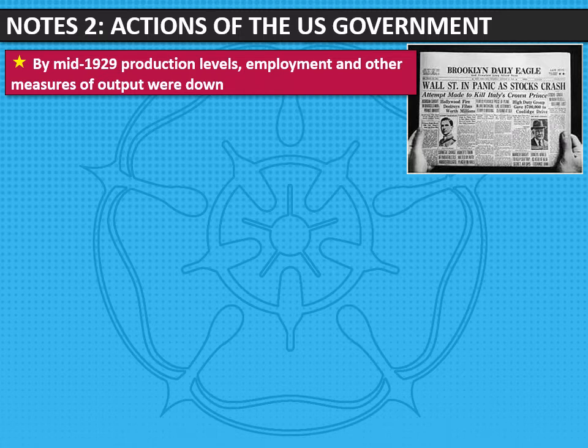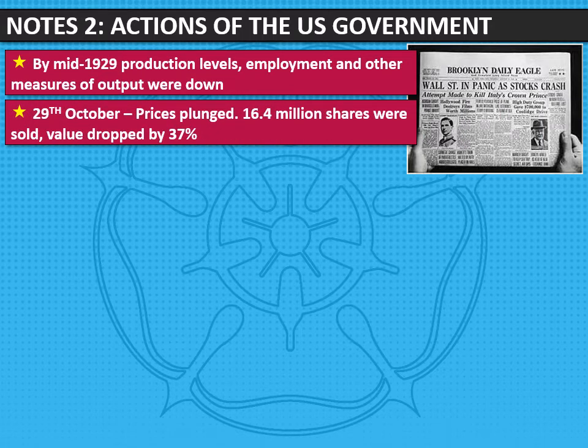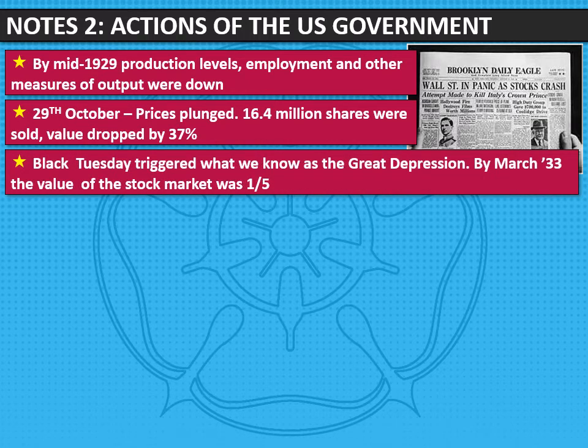The 1920s were a time of economic boom for America, but by mid-1929, it was clear that their economy was starting to falter. Production levels, employment levels, and other measures of output were all down. On the 29th of October, prices on the stock market plunge to the point where 16.4 million shares are sold, and the value of the stock market drops by 37% in one day. Black Tuesday, as this comes to be known, or the Wall Street crash, triggers what we know as the Great Depression, and by March 1933, the value of the stock market was only 1/5 or 20% of what it originally was.